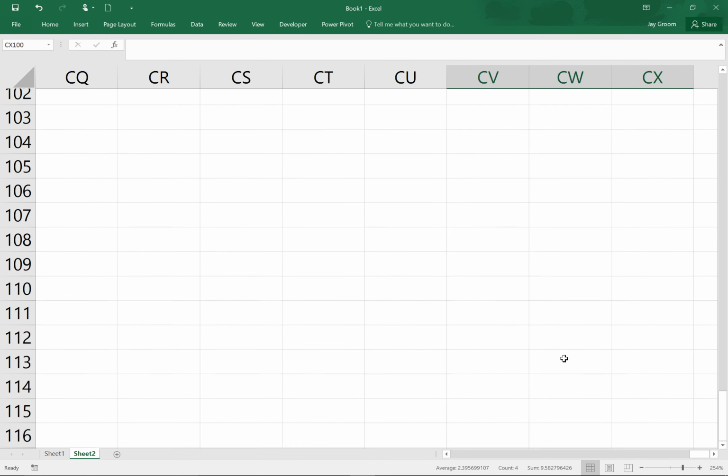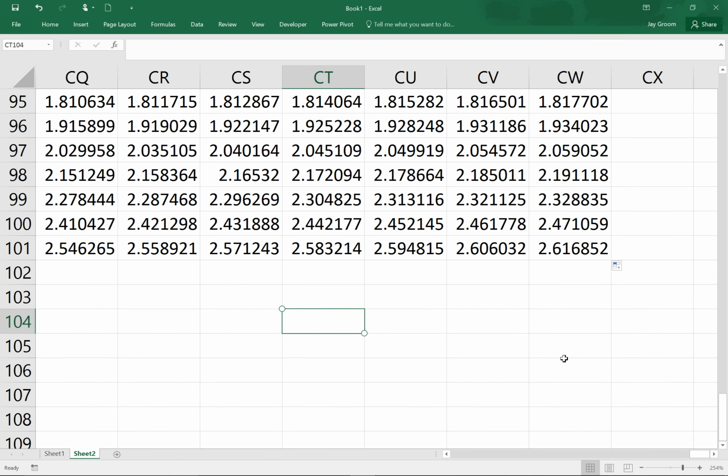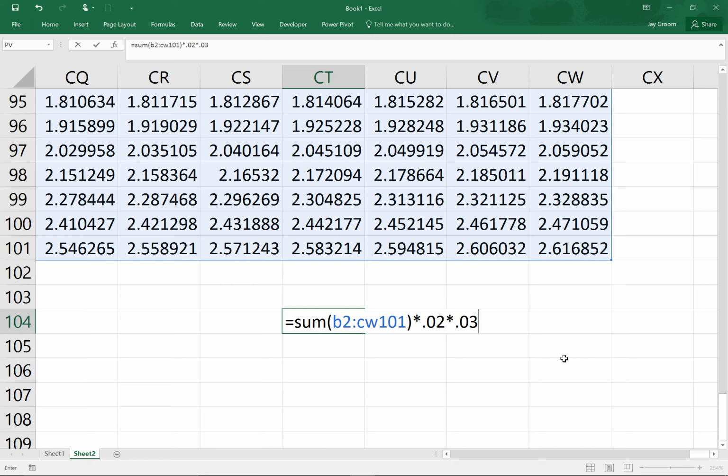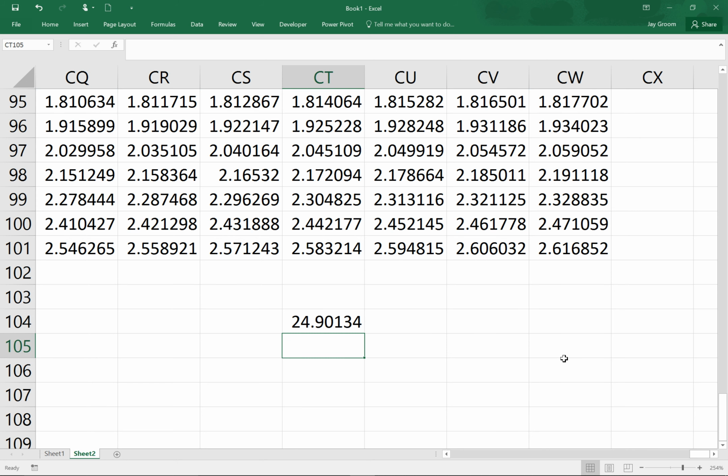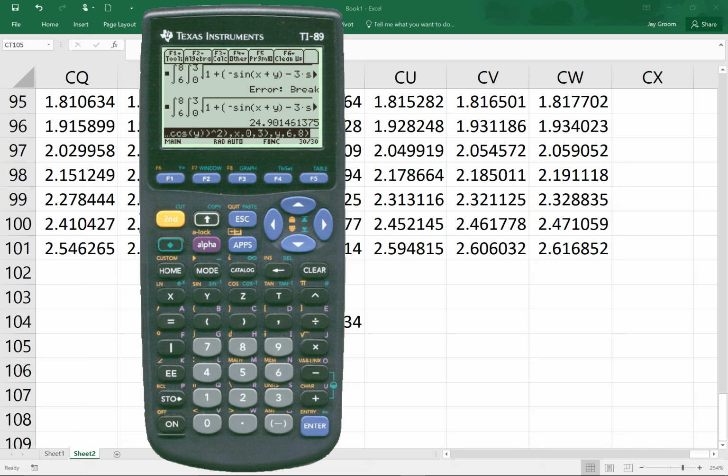Nailed it. Lucky shot. All right, so equals sum B2 to CW101 times our delta X, which was 0.02, right? One of them was 103.24.9. Is that what it got? I don't know, mine's still going. I'm pretty sure it will not get around to finding it. It may or may not. Oh, I've got mine. Let's look at it. Oh, yeah. Okay. Nice.